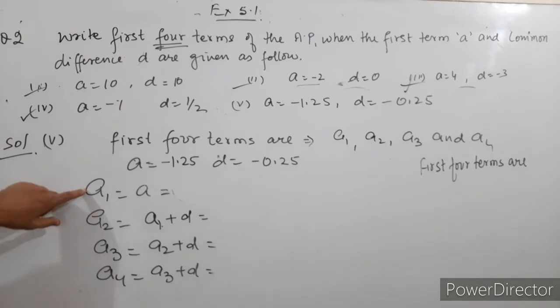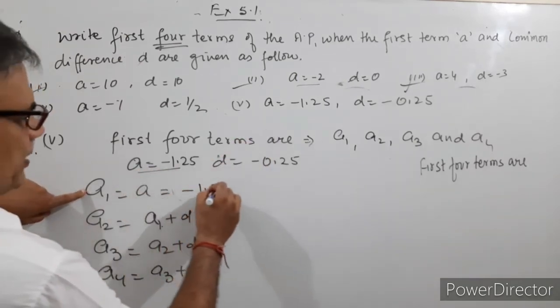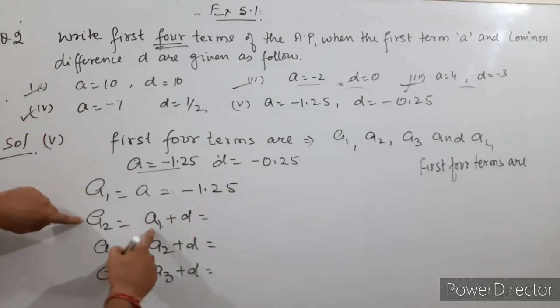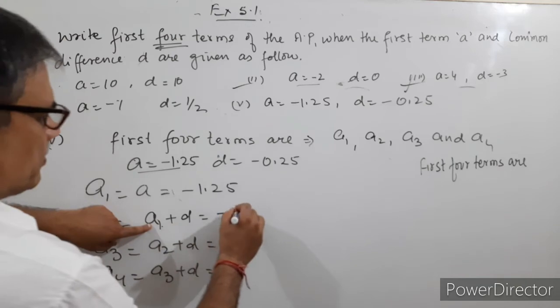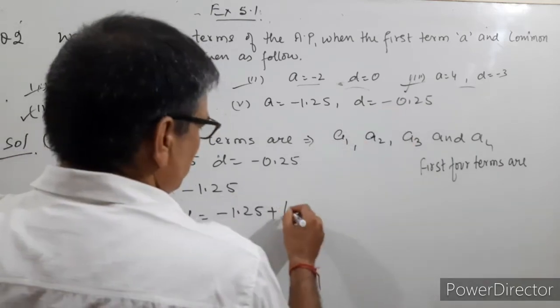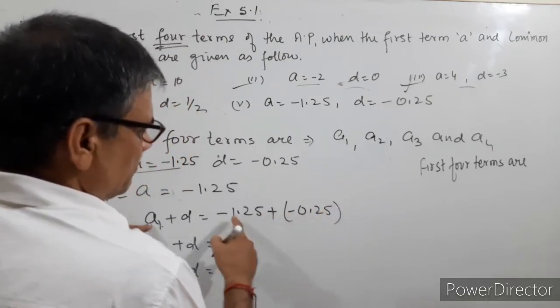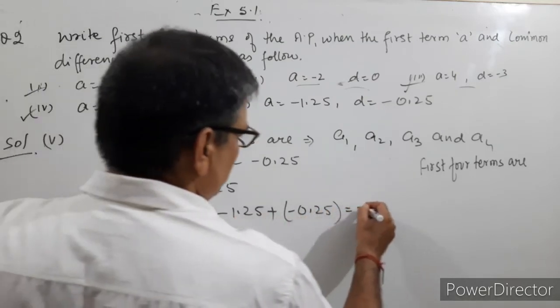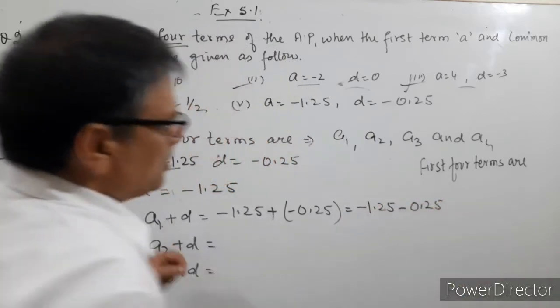Now the fifth part. A1 is equal to A. What is A? Minus 1.25. A2 is A1 plus D. What is A1? Minus 1.25 plus D. What is D? D is minus 0.25. Here is plus, here is minus. Plus minus minus. So that means minus 1.25 minus 0.25.